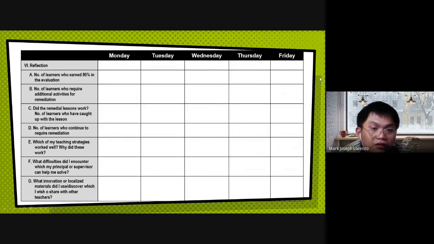Sa reflection, ito yung usually na nilalaman, no? Na more in specific, inaalam din natin yung percentage ng naka-earn sa evaluation, yung recorded assessment. Ilan ang members or learners, members ng klase na nangailangan ng remediation after the class discussion or after school discussion. Effective kaya yung remedial? Alin kaya ang learners na na-promote or na-improve? At alin kaya yung may kailangan ulit ng remediation?